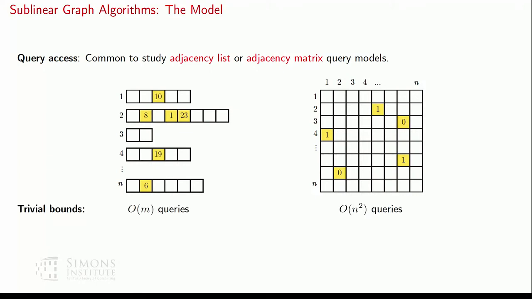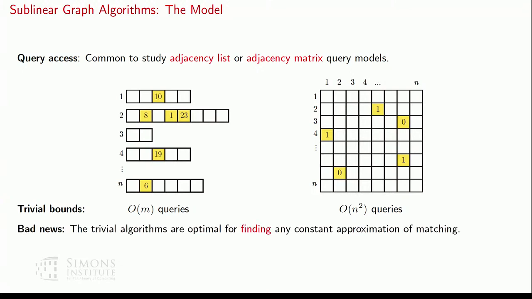For the adjacency list model, the trivial algorithm is to query everything. The sum of lengths of these arrays is the sum of the degrees, which is upper bounded by the number of edges of the graph. So this is order m queries. For the adjacency matrix model, it's n squared queries. So this is the trivial algorithm. You learn the whole graph, and then you can run your 1 minus epsilon linear algorithm and obtain a 1 minus epsilon approximation.